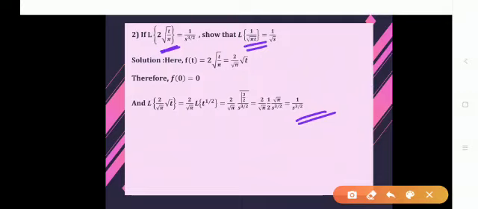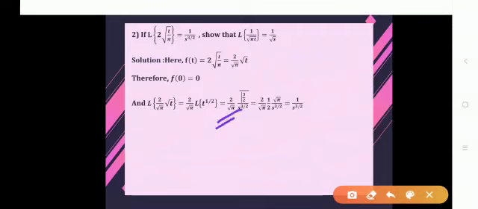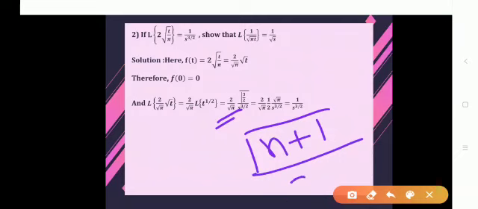So it is 2 upon root pi times the Laplace of root t, that is t raised to 1 by 2 in index form. Here the index of t is not an integer but a fraction. So we have to apply the second formula for the Laplace transform of t raised to n. So this is 2 upon root pi as a multiplier. It is gamma n plus 1 upon s raised to n plus 1. So it is 2 upon root pi multiplier, n is 1 by 2.